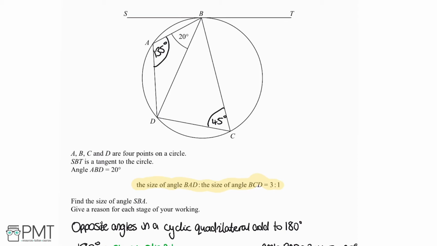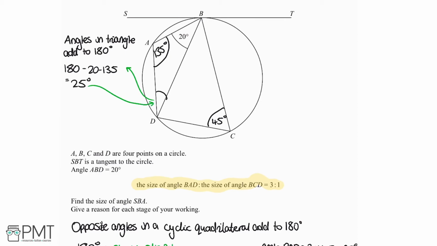So now we've got more information to work with. We can work out this angle here. We know that angles in a triangle add to 180 degrees. So if we do 180 minus the 2 angles we already know, 20 and 135, we get 25 degrees. So this angle is going to be 25 degrees.